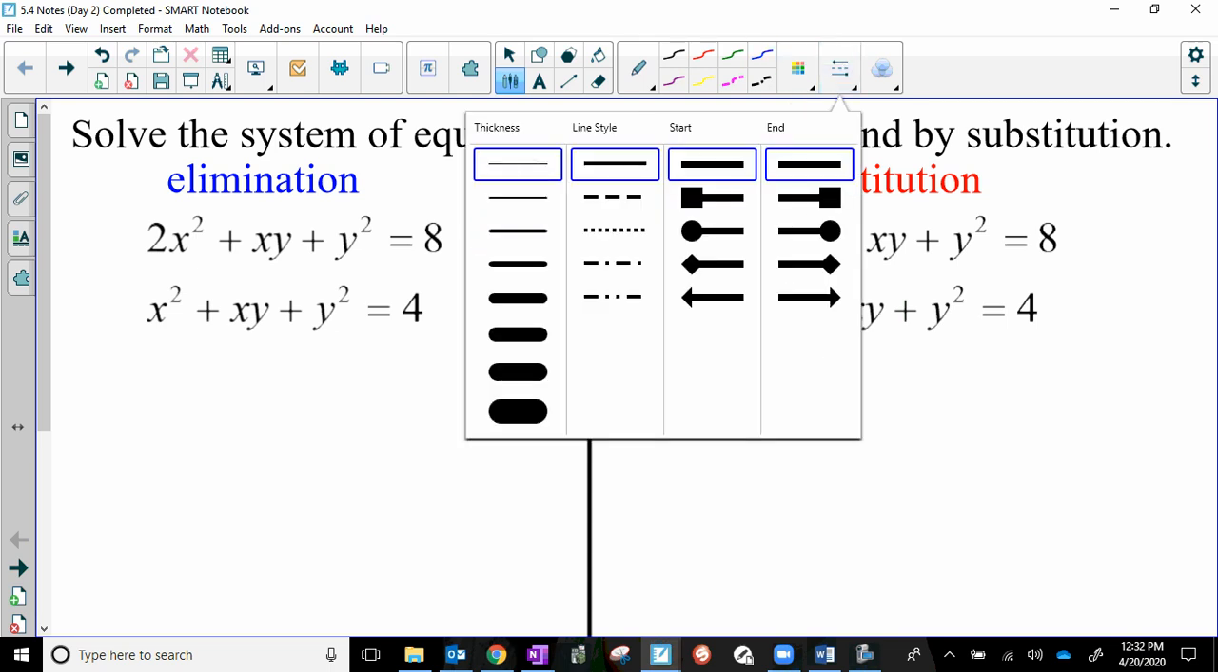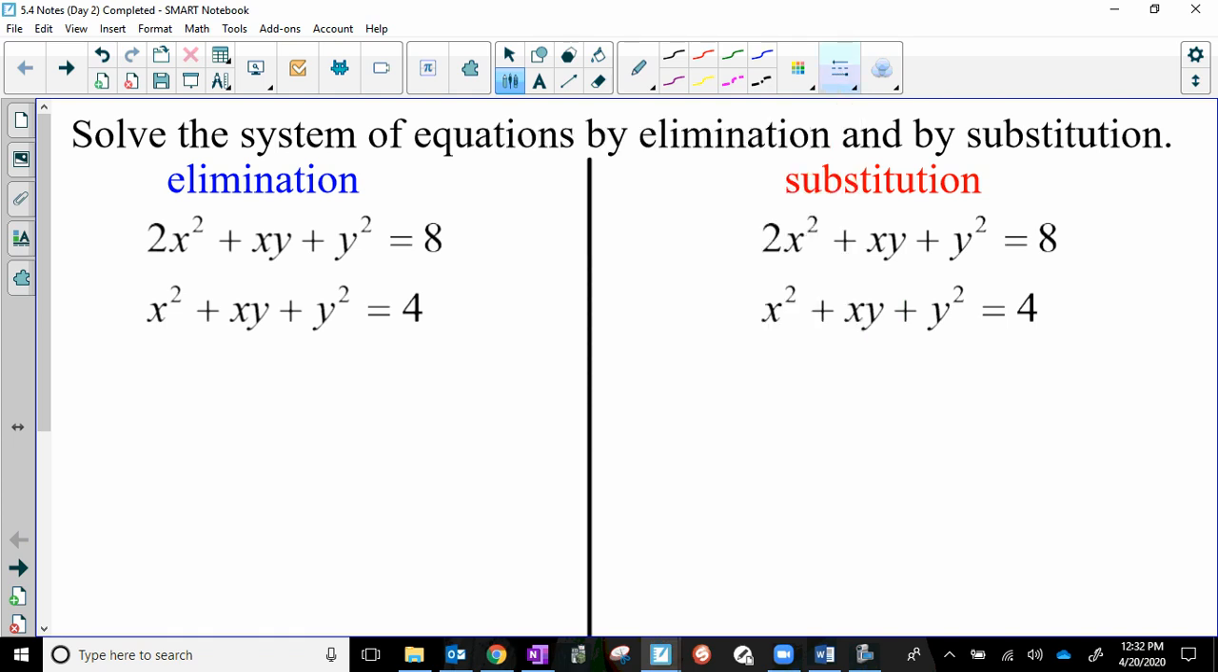So on this first one, for elimination, when we saw it last time, what we're going to do is just multiply one of the equations by negative one. So I'm going to multiply this equation by negative one. So that's negative, negative, negative, negative. And then we can just add them up. So let me add the opposite.